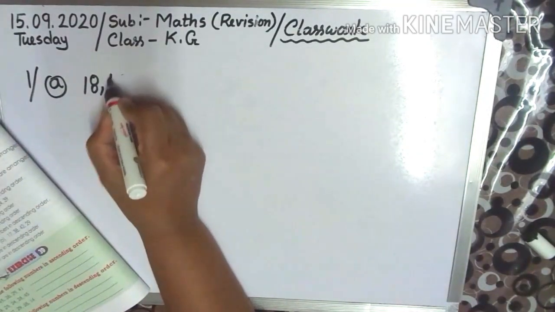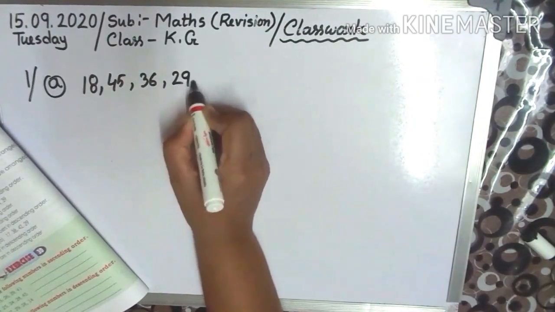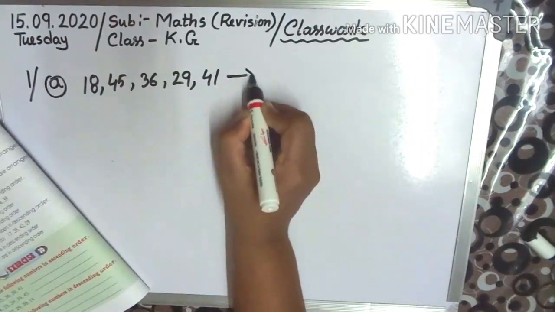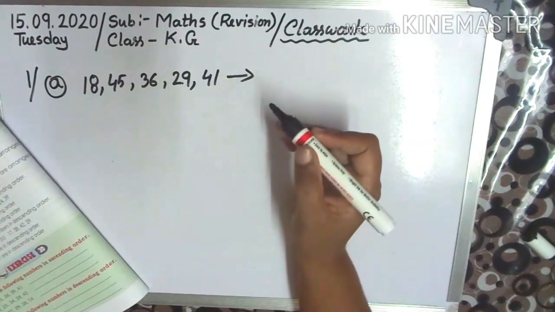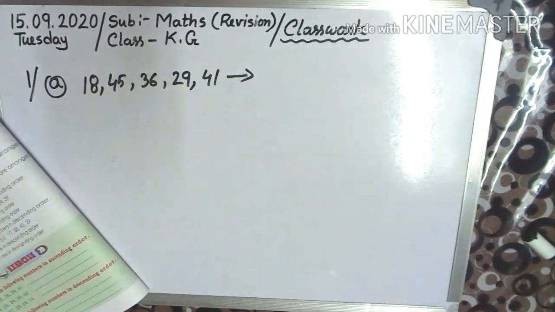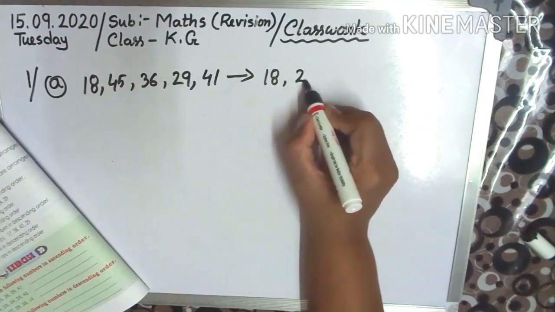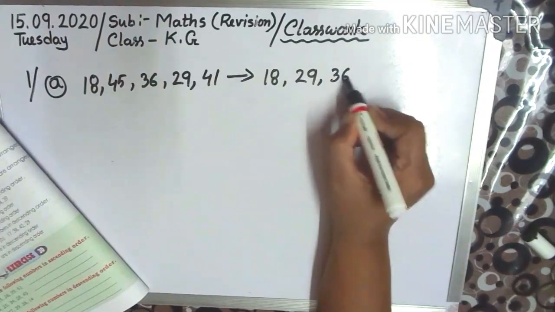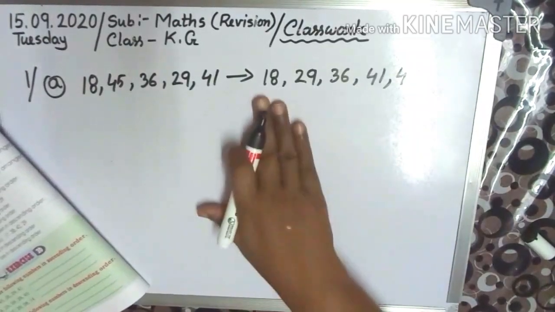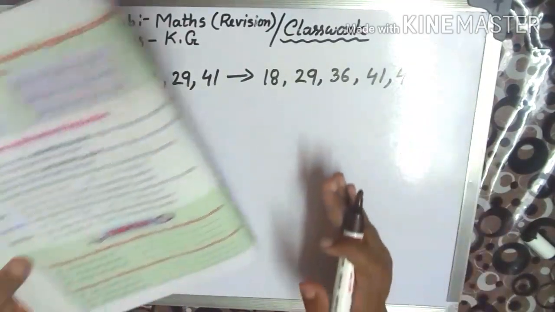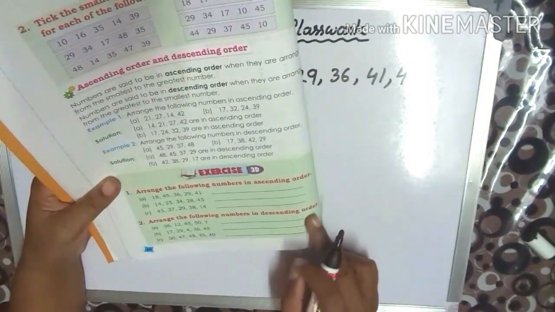18, 45, 36, 29, 41. Practice. Okay children, first ascending order means smallest to greatest number. Okay, so find first the smallest number. 18, 29, 36, 41, 45. Okay, smallest to greatest number. Ascending order. Next, number 2, arrange the following numbers in descending order.